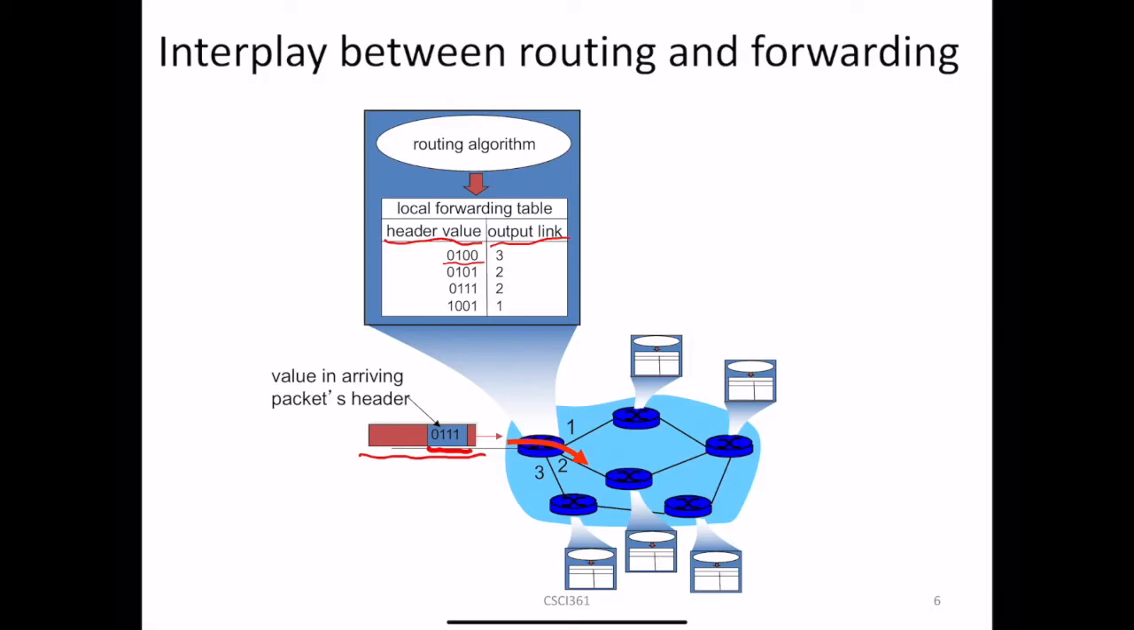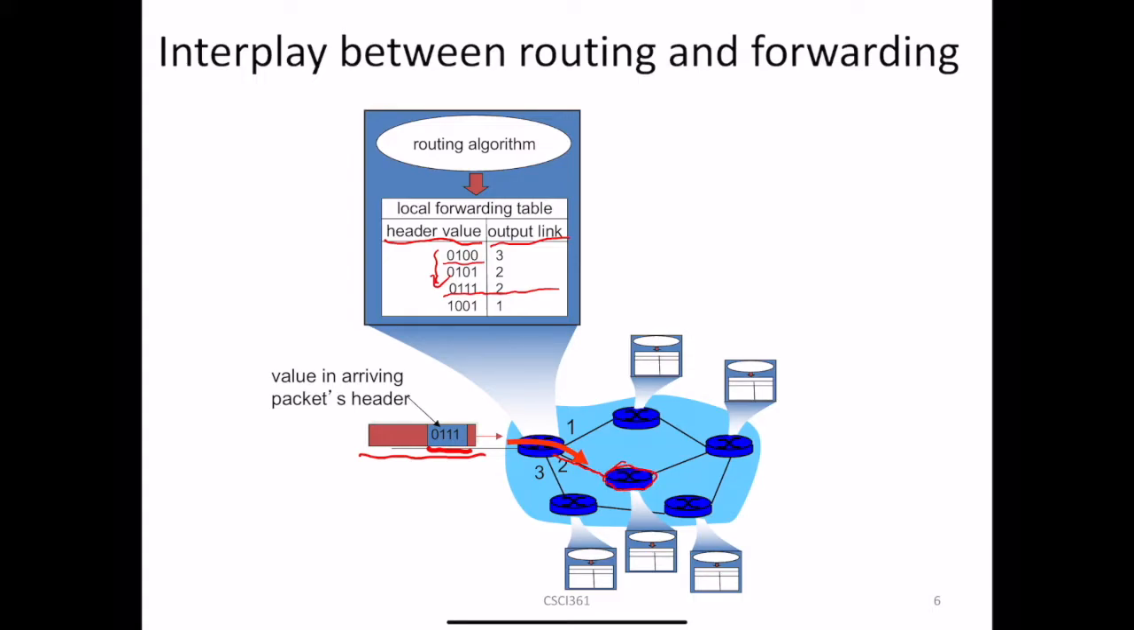And then after we search through the table, we found that this line is our answer. So that means this packet should take output link 2. And then the router will use the forwarding function to forward this packet to output link 2, which is through this link to this router.